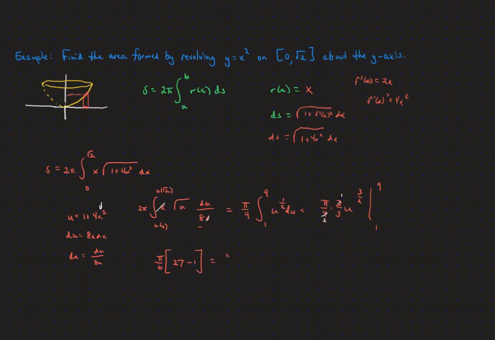So we're going to get pi over 6 times 26. We can cancel that. And I think we're going to end up finally with 13 pi over 3 as our exact answer for the surface area on that area of revolution. Very good.